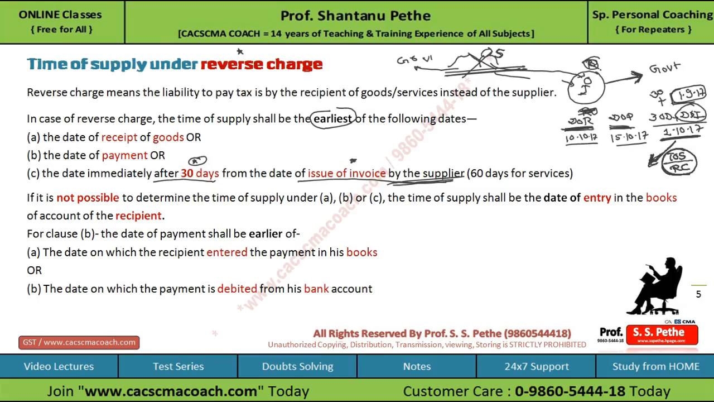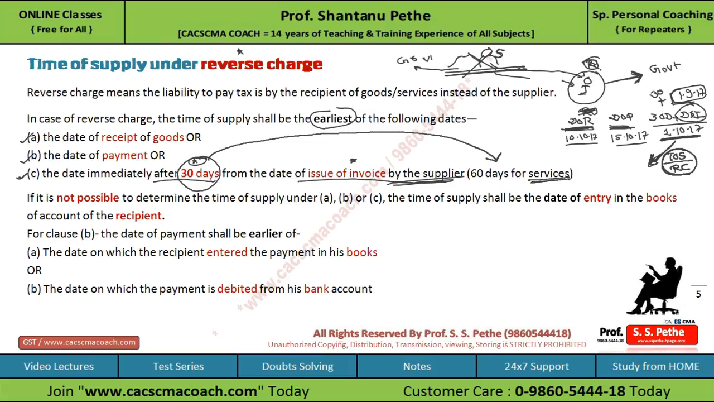Now there is a slight difference in case of the time of supply of service under the reverse charge. In case of supply of services, all the points are the same, that is A and B are the same. In case of point C, instead of 30 days, you have to check 60 days from the date of issue of invoice by the supplier of service.